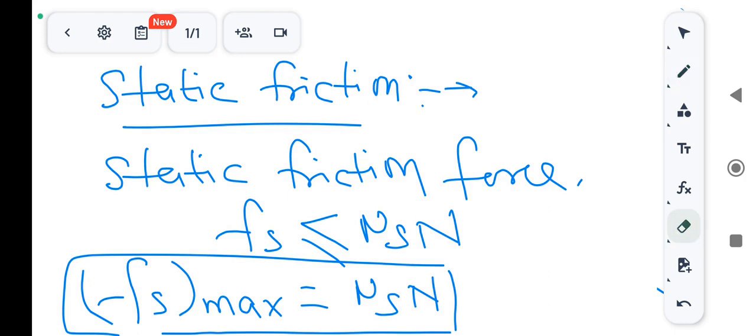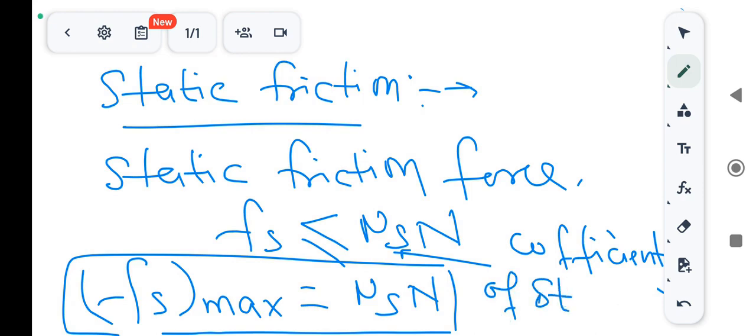The static friction force fs is less than or equal to mu s multiplied by N. N is the normal force and mu s is the coefficient of static friction. The maximum value of static friction is equal to mu s multiplied by N. Here mu s is the coefficient of static friction.